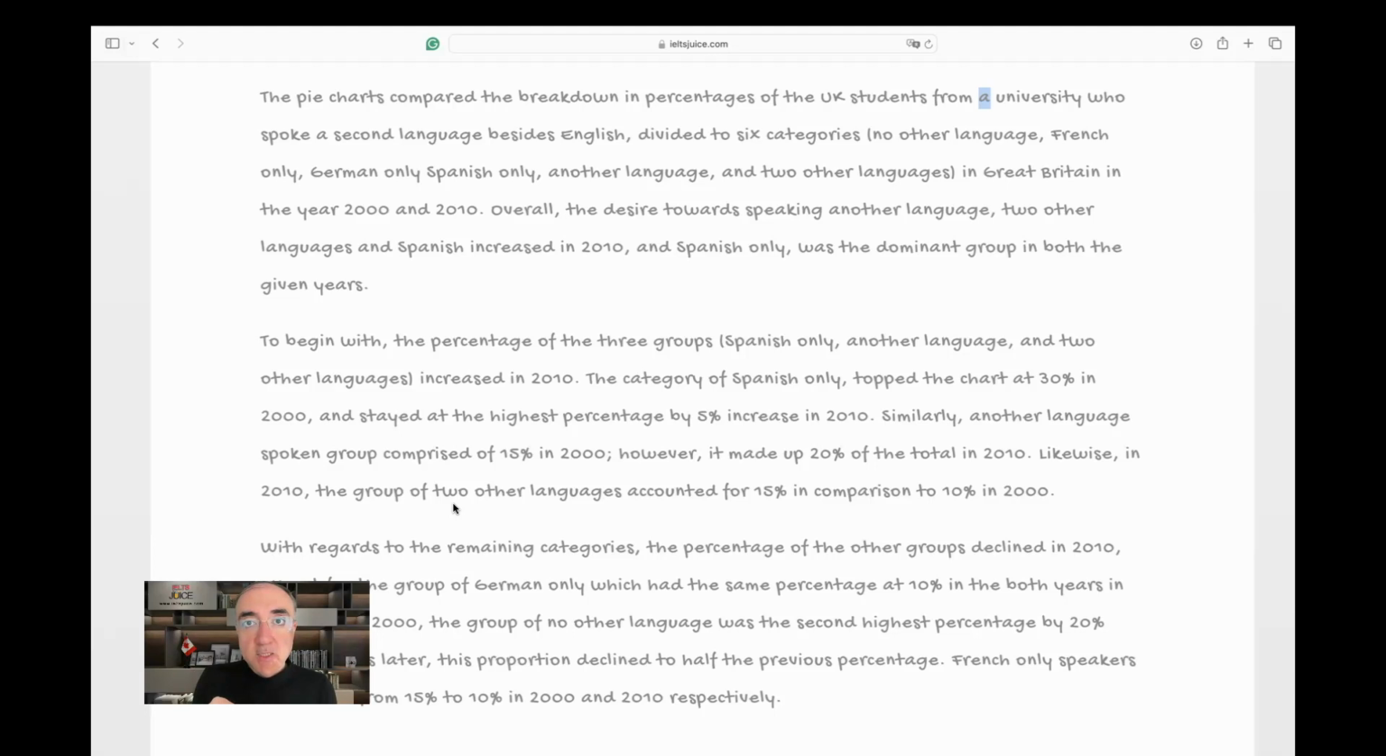So I'm going to read this together with you, and we're going to improve it and see what happens. To begin with, "the percentage" is just one, but it's of the three groups. It should be "the percentages of the three groups." The sentence reads: Spanish only, another language, and two other languages increased in 2010. Number one issue is that we say "the three groups" and we do not yet introduce that. We have to define which three groups we're talking about.